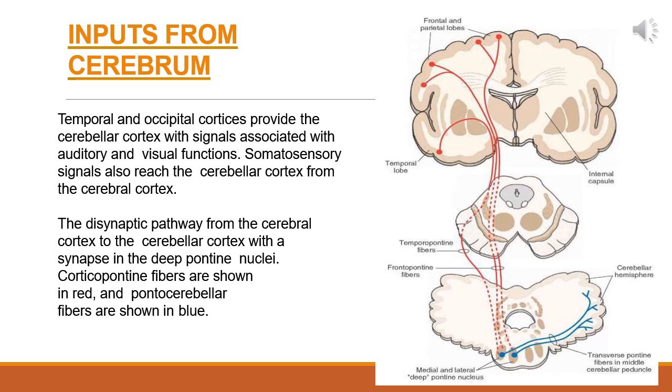The disynaptic pathway from the cerebral cortex to the cerebellar cortex has a synapse in the deep pontine nuclei. Cortico-pontine fibers are shown in red and pontocerebellar fibers are shown in blue. See this diagram, in which cortico-pontine fibers are shown in red and pontocerebellar fibers are shown in blue.